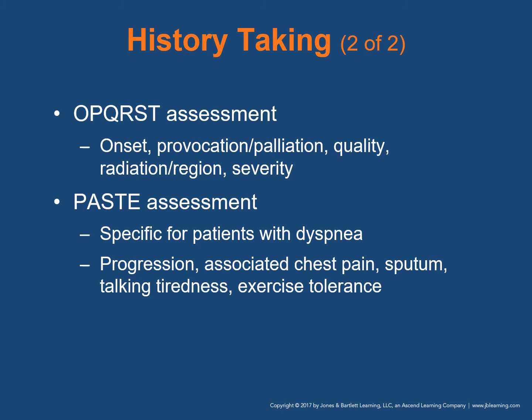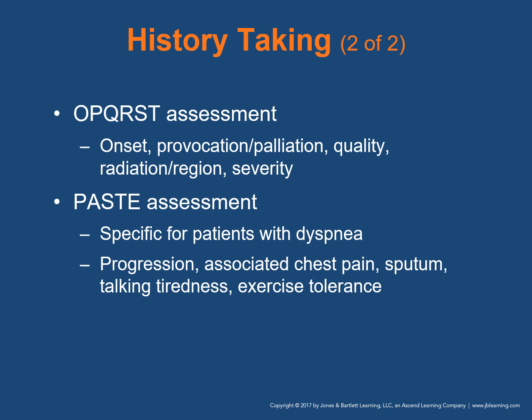So another mnemonic that we use for respiratory issues is PACE. Now, this is specific, easy to remember with difficulty breathing. So P is progression, like the onset. Has it been going on? Did it come on suddenly? Or has it worsened over a couple days? And then the A is associated chest pain. Are you having any pain in your chest? Does it hurt when you breathe in? Does it hurt when I push on your chest?